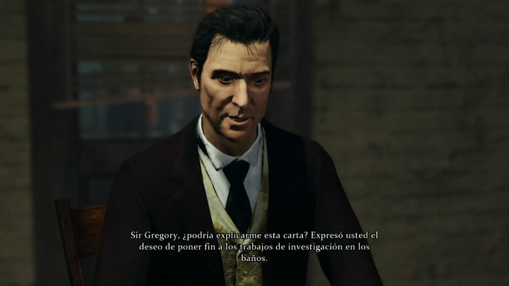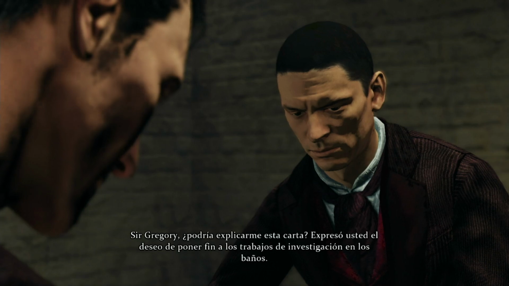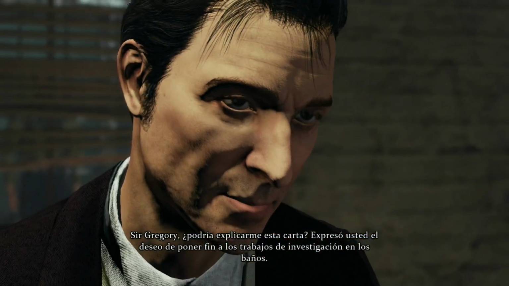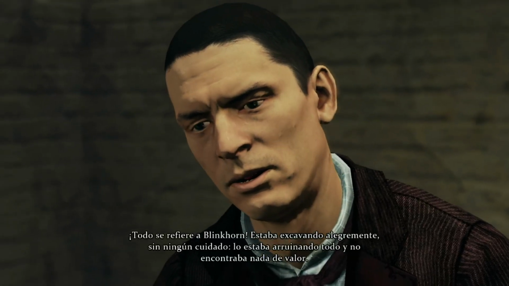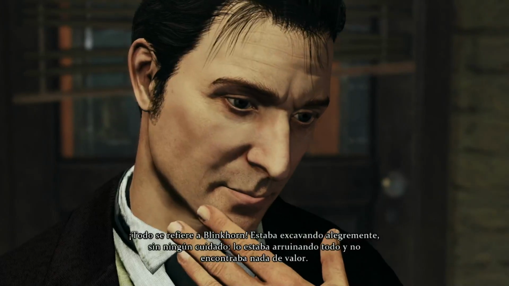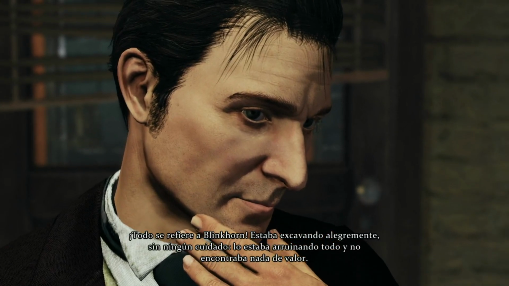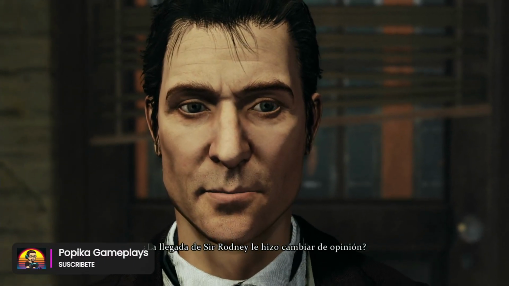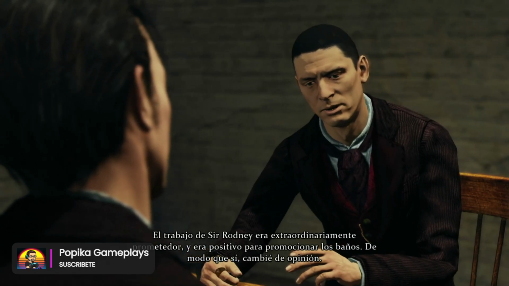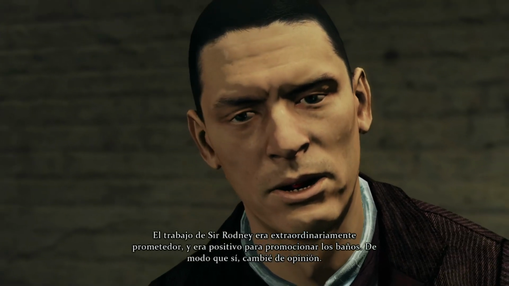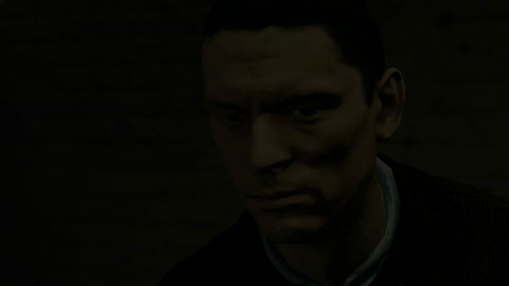Sir Gregory, could you please explain this letter? You expressed the wish to call off the research work at the baths. It was all about Blinkhorn. He was merrily digging away and taking very little care about it, ruining everything and finding nothing of any value. But the arrival of Sir Rodney changed your mind? Sir Rodney's work was extremely promising, and it was good for the bath's publicity. So yes, I changed my mind.